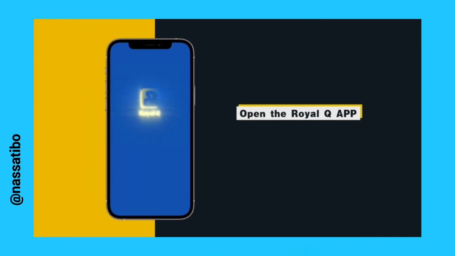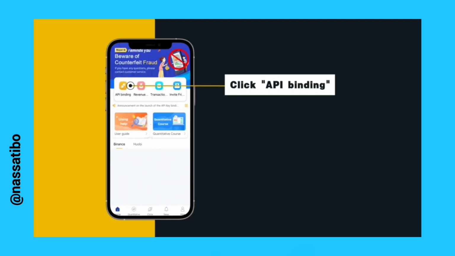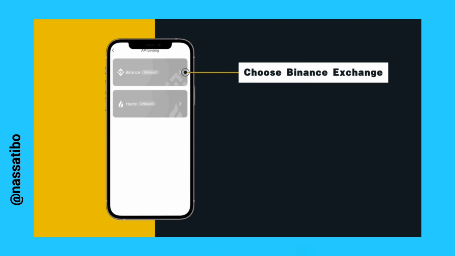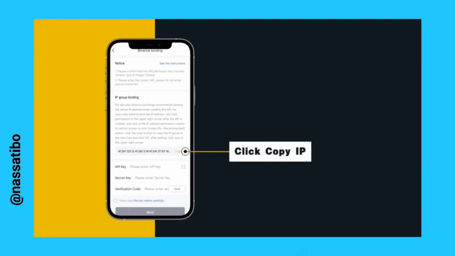Open the RoyalQ app. Click API binding. Choose Binance Exchange. Click Copy IP.